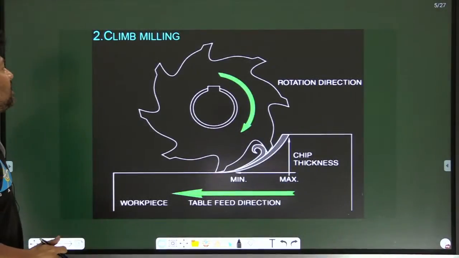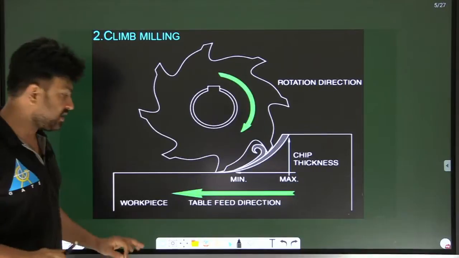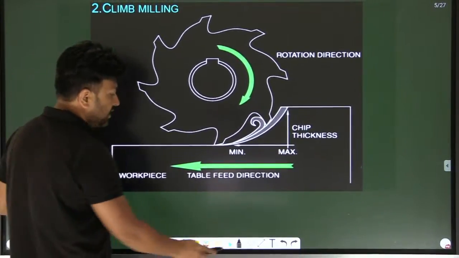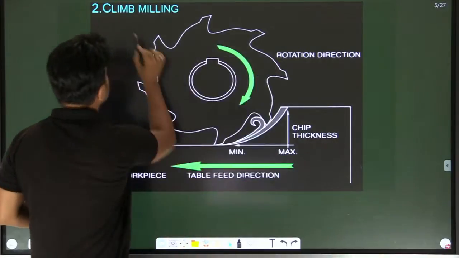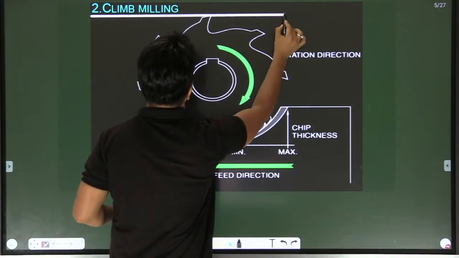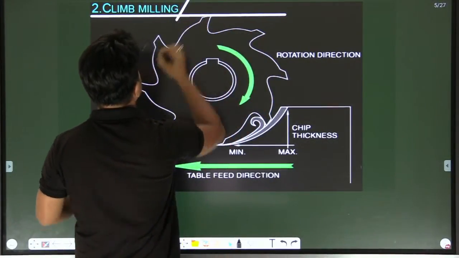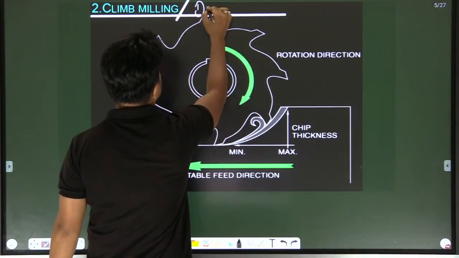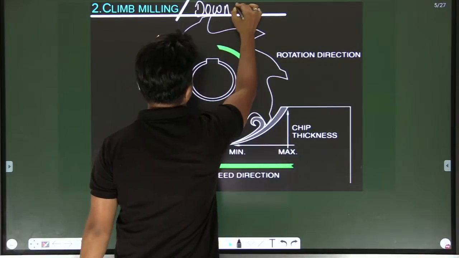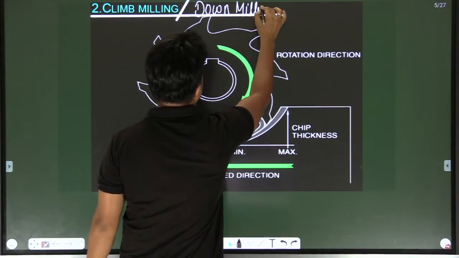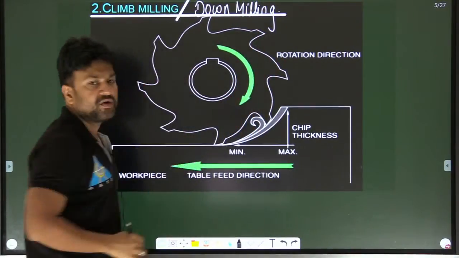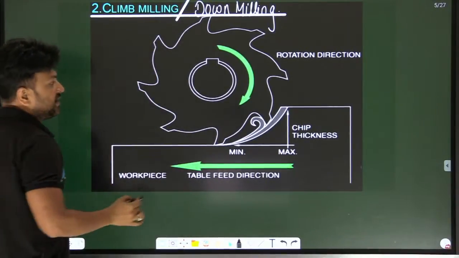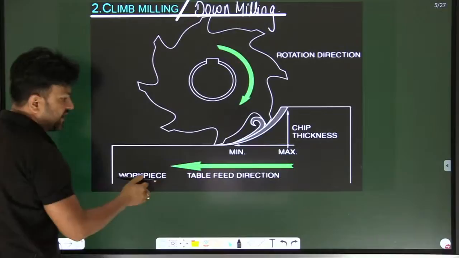Now the next is your climb milling. The other name of climb milling is what? Down milling. Right. Now you can see here the workpiece is moving in this direction.